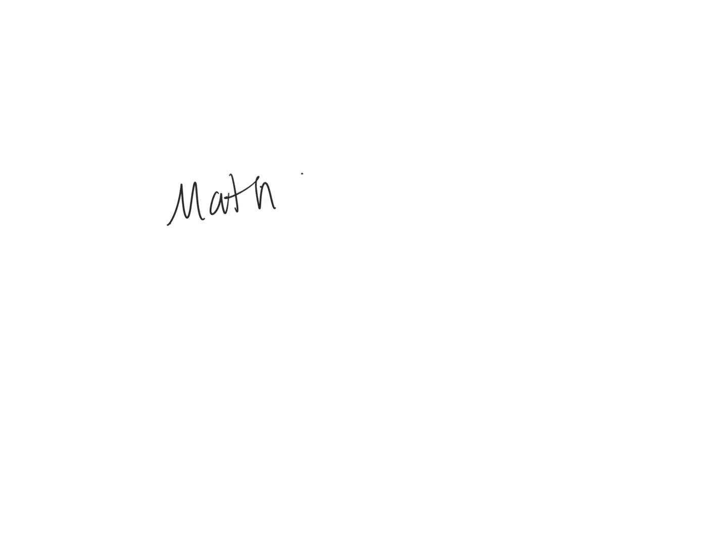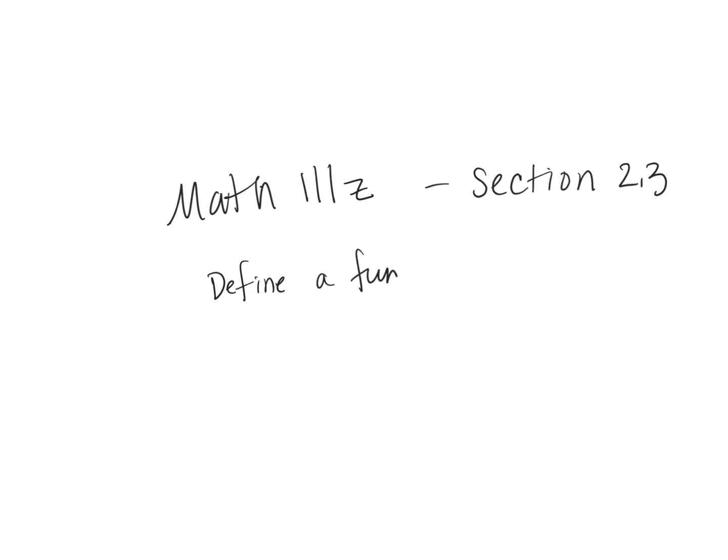Math 111Z, and this is section 2.3. Our goals are to define a function, evaluate functions at a certain endpoint, interpret a table or a graphical representation of a function, and then define the domain or range.